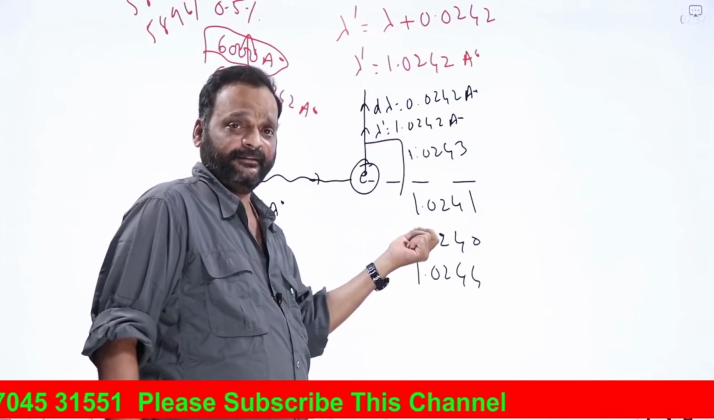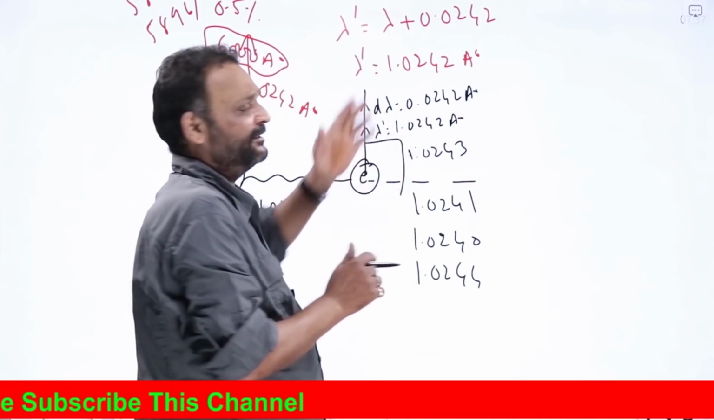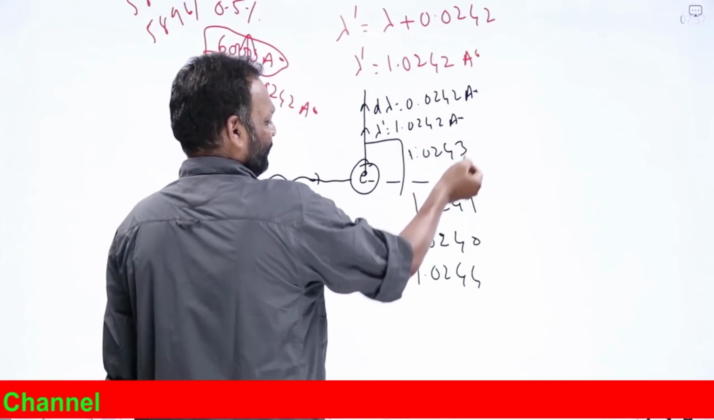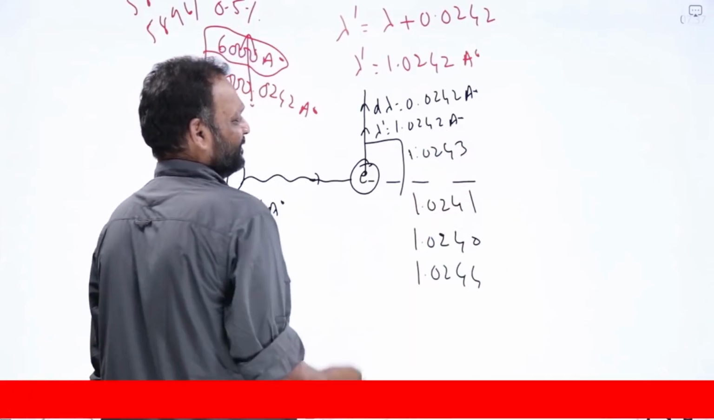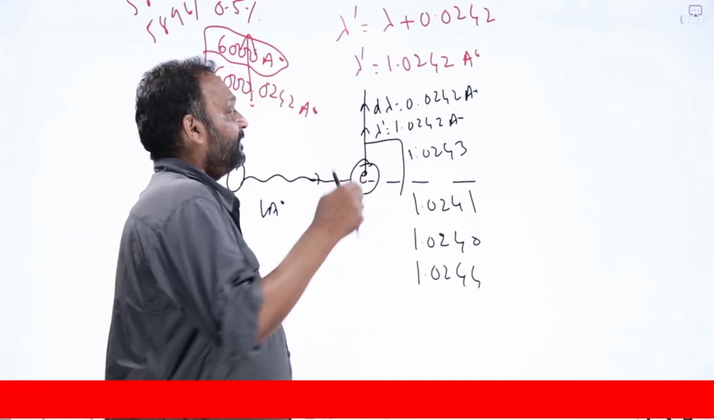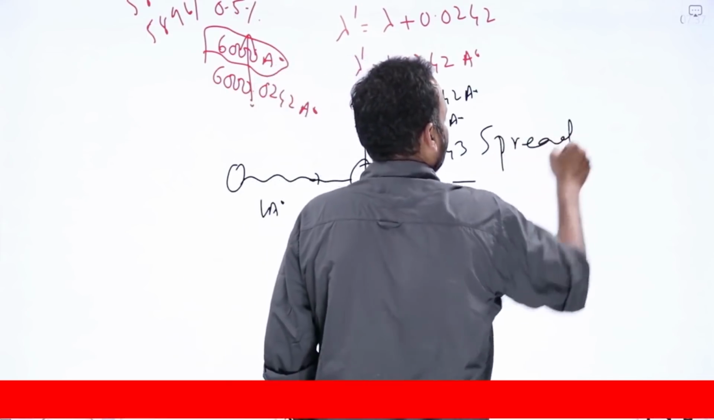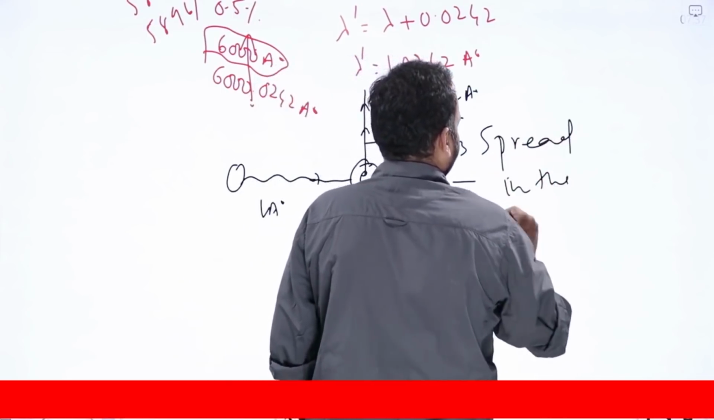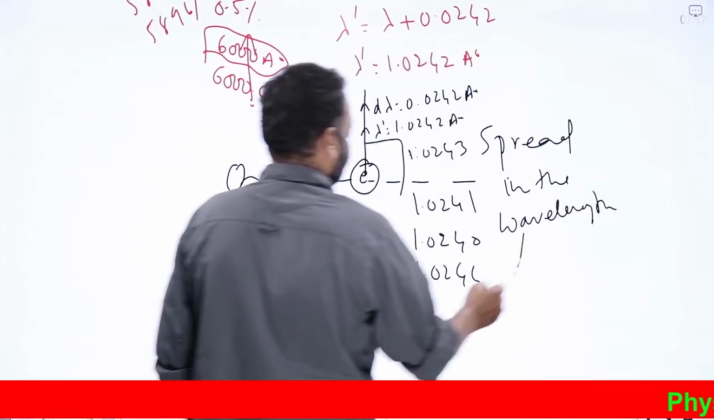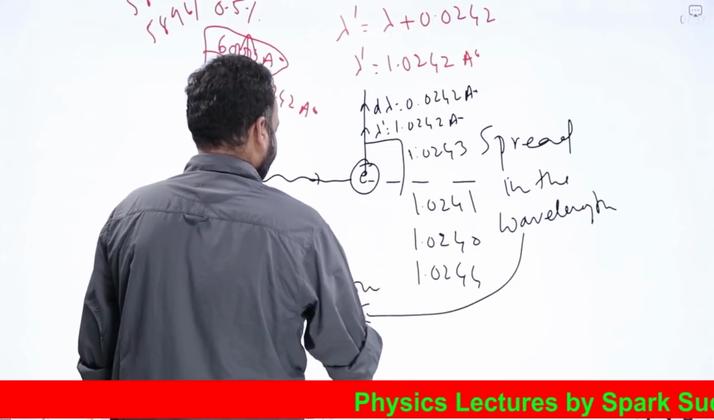This means the wavelength of Compton shifted X-rays is not exactly 1.0242 as predicted by Compton's theory, the derivation we have done. There is some small spread in the wavelengths. Instead of 1.0242, it is 1.0243 or 41 or 40 or 44. I am not getting exactly the same wavelength. What is the reason? This is known as the spread in the wavelengths of Compton shifted X-rays.